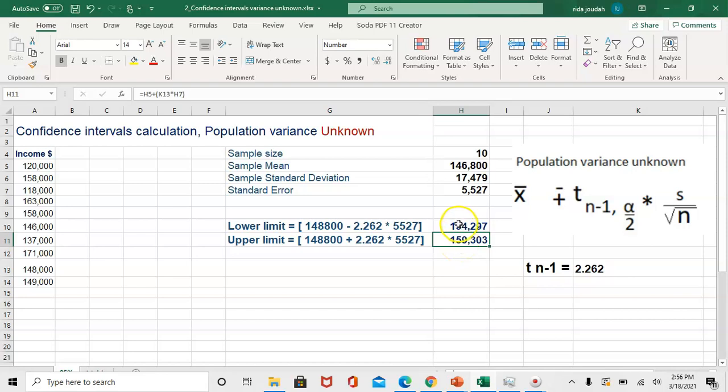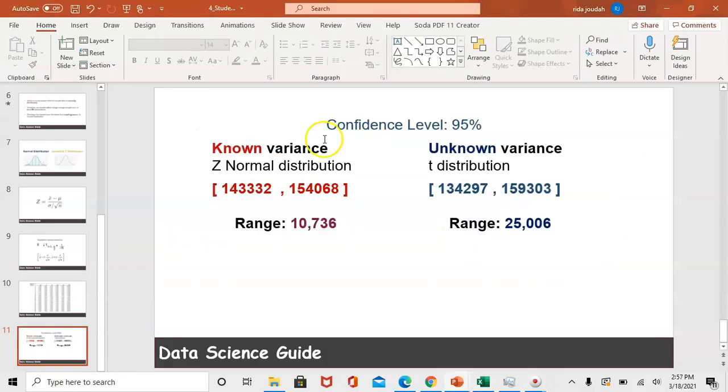Let's compare this confidence interval with the other confidence interval we found when population mean is known. In confidence level of 95%, we found here a shorter confidence interval. The range here is only 10,736, while when the variance is unknown and the sample size is only 10, the range here is 25,006. You can see here the accuracy that we lost in the confidence interval when the variance is unknown and the sample size is small.